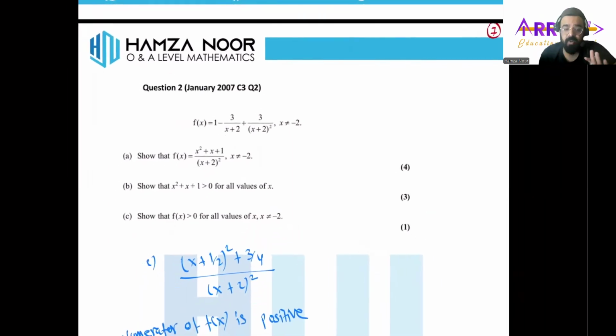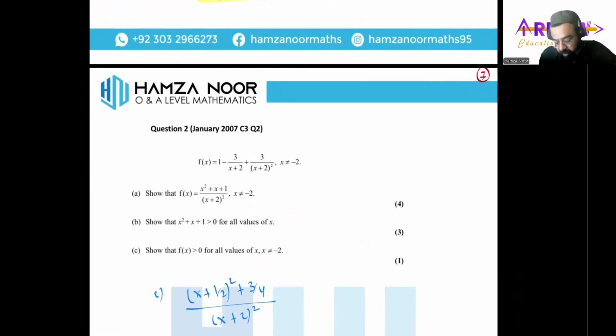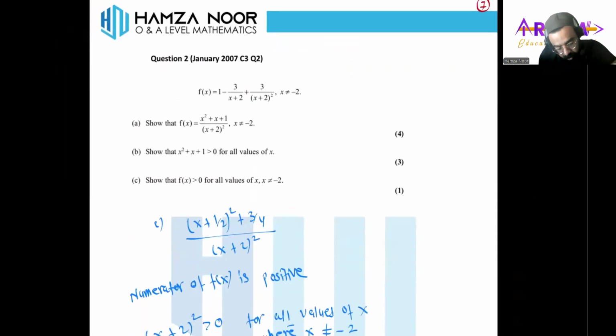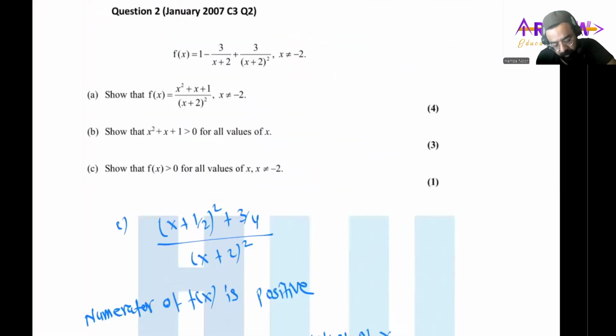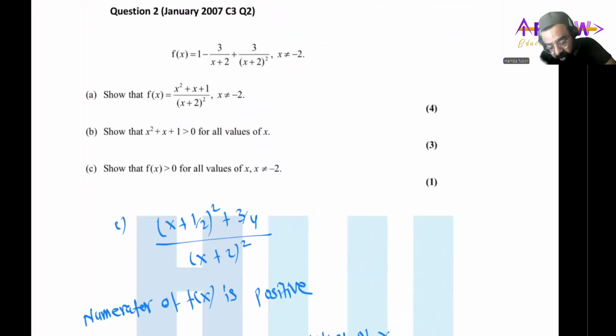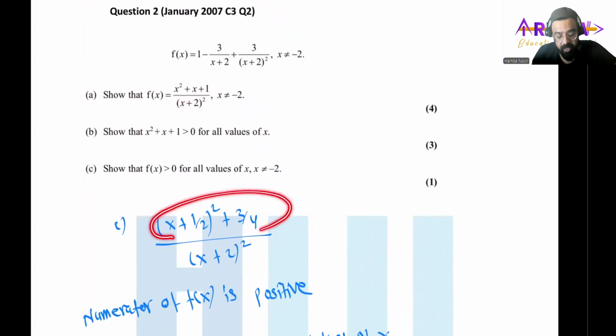So we are going to talk about any values of x other than -2. For all values of x where x is not equal to -2, this means for all values of x other than -2. Here is basically the whole idea. This function fx is equal to x square plus x plus 1 divided by x plus 2 whole square. So in place of x square plus x plus 1, I can write x plus half whole squared plus 3 over 4, and this is divided by x plus 2 whole squared.